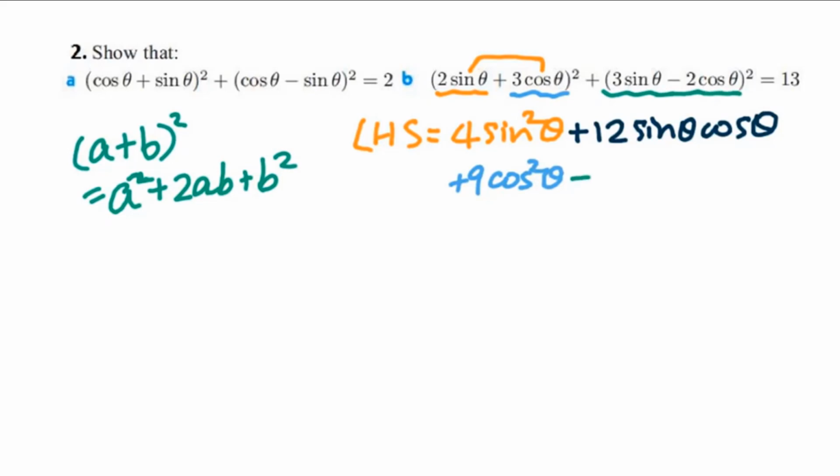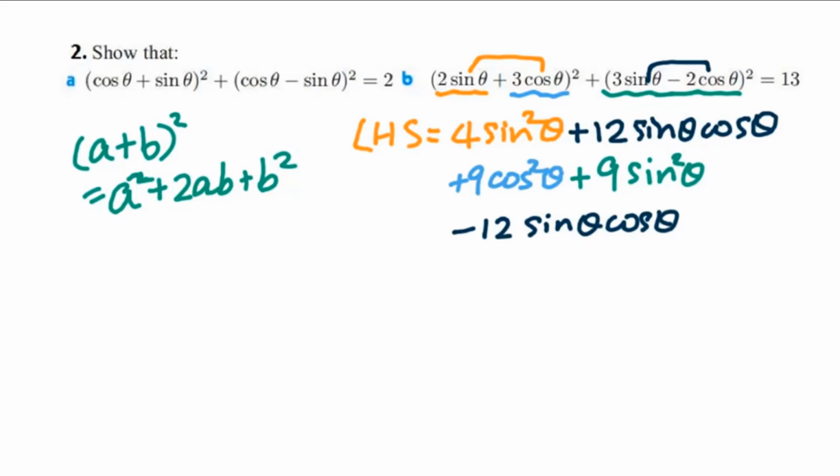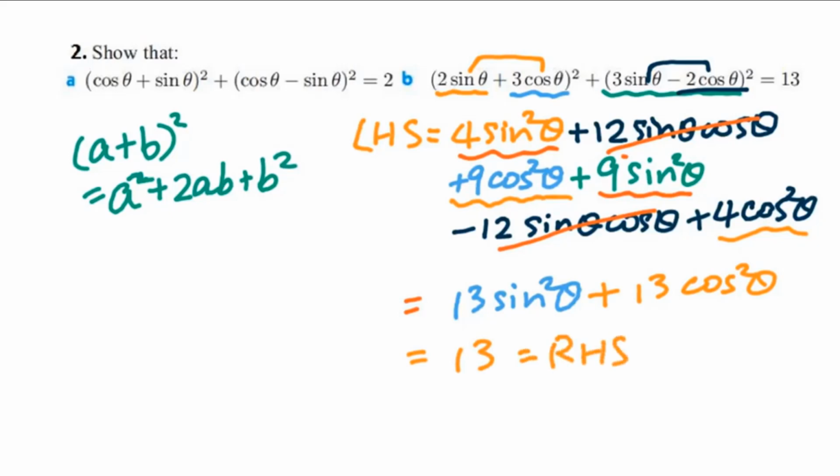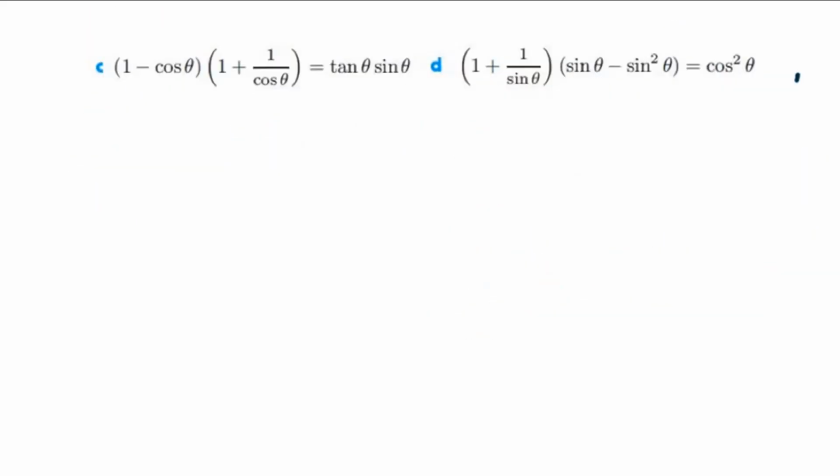So for this one, we got 9 sine square theta. Then for these two, multiply times 2, that will be negative 12 sine theta cosine theta. The negative 2 cosine theta squared, that's 4 cosine square theta. Then you can combine like terms. This is gone. For sine square theta, you got the 13 sine square theta. For cosine square theta, you still get the 13 cosine square theta. That's 13 equals right hand side. That's we finish proving. Let's go to C.